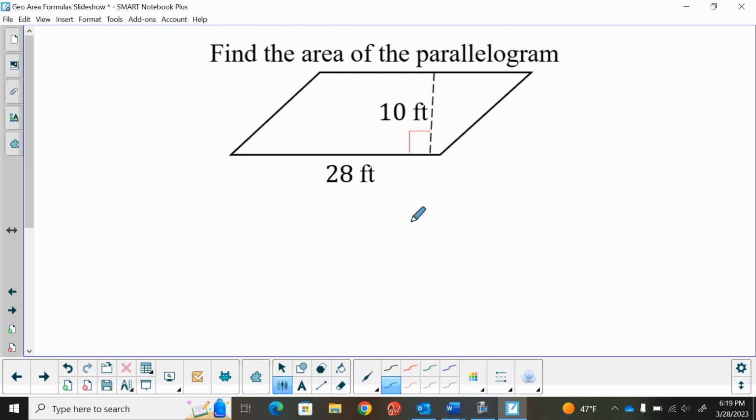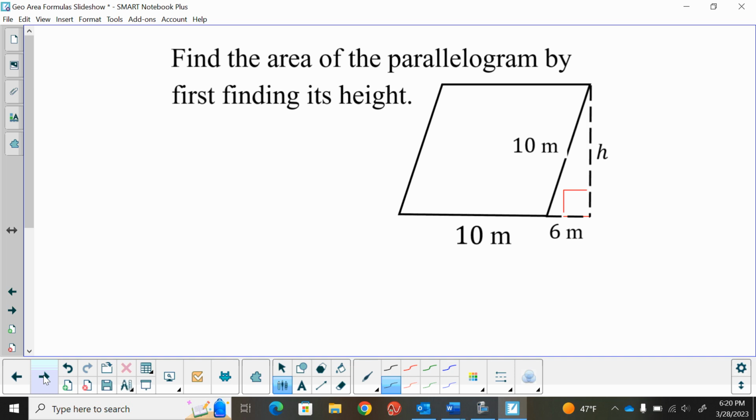So let's take a look at an example. So in this example one, we want to find the area of this parallelogram. So area again is base times height, where in this case we've got a base of 28 feet times a height of 10 feet. So if we multiply those together, 28 times 10 is 280, and our unit is feet squared. And that's it.